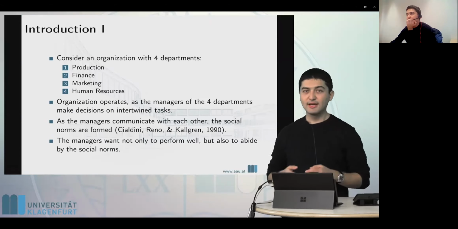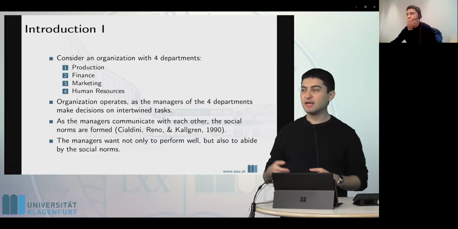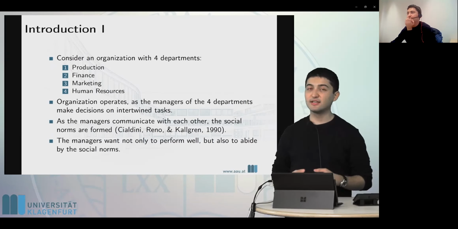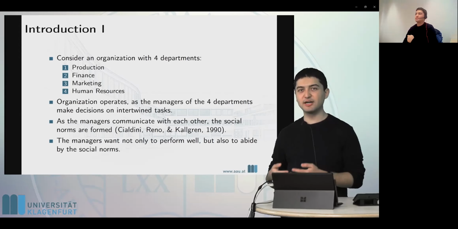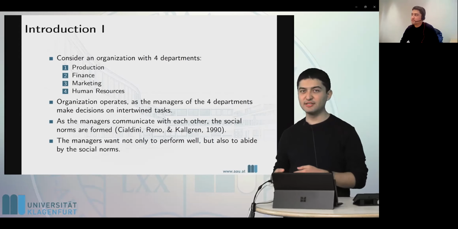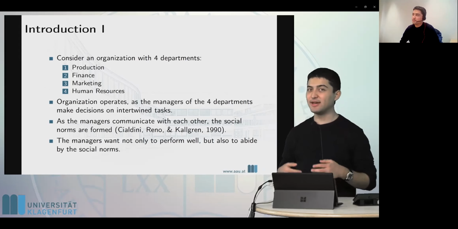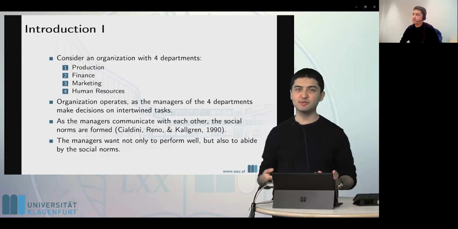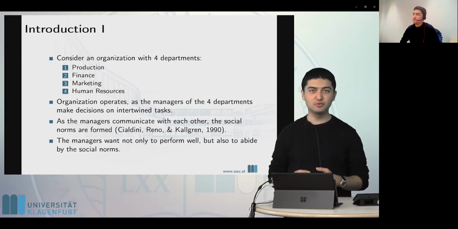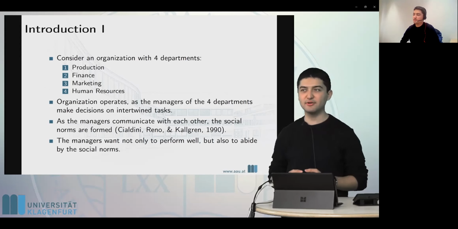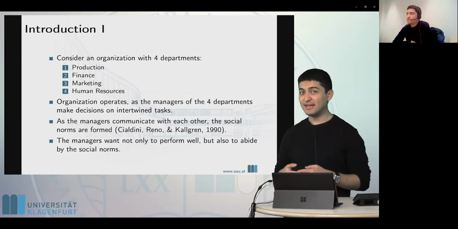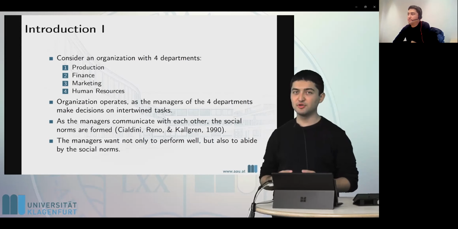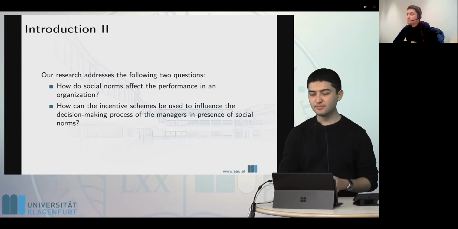Consider an organization with 4 departments: production, finance, marketing, human resources. The organization operates as the heads of the departments make their decisions on the interrelated tasks. And as the managers communicate, the social norms are formed. Social norms are defined as the informal rules and standards of expected behavior in a society. Managers want not only to perform well, but also to abide by the social norms.